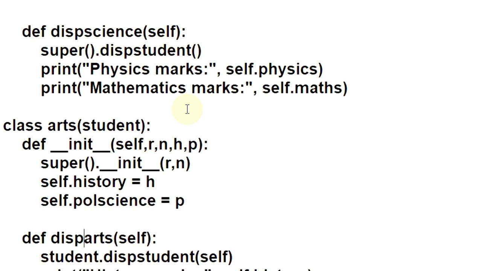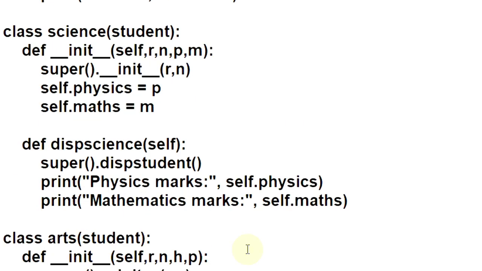So we have learned two ways to invoke the function of the superclass. One is by using the super method. Remember that while invoking the function through the super method, you don't have to use the self argument here. But while invoking the function of the base class by using the base class name, you have to use the self argument. Be careful, right?